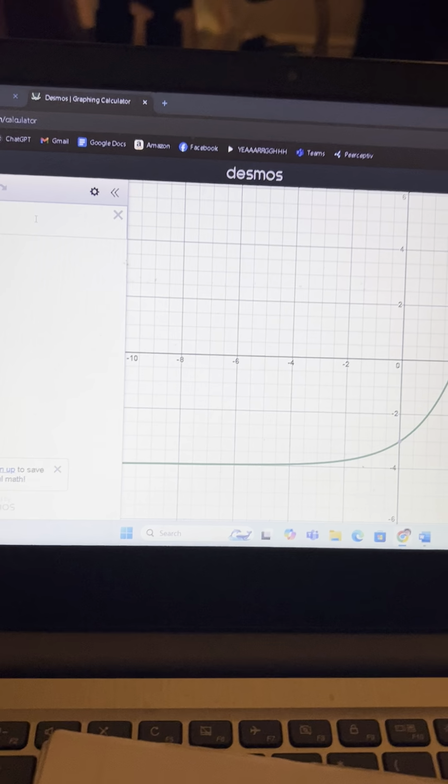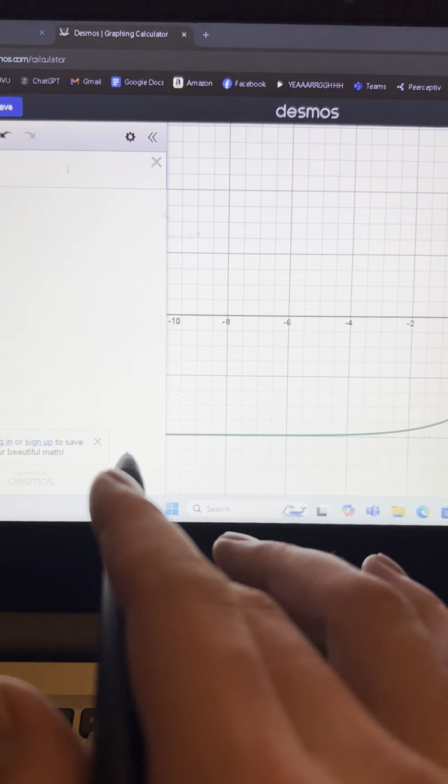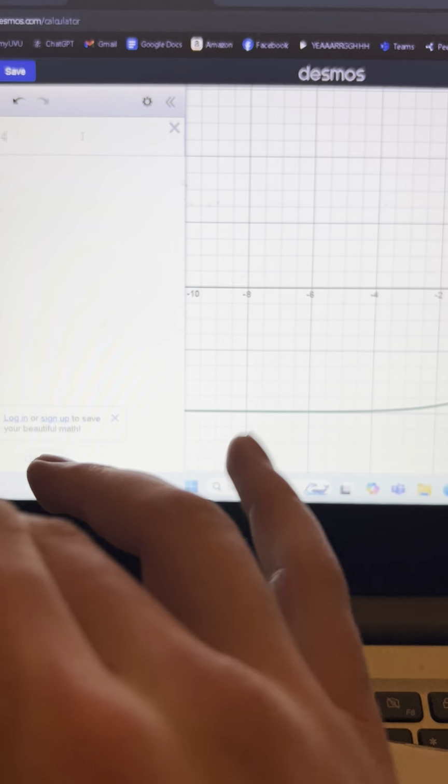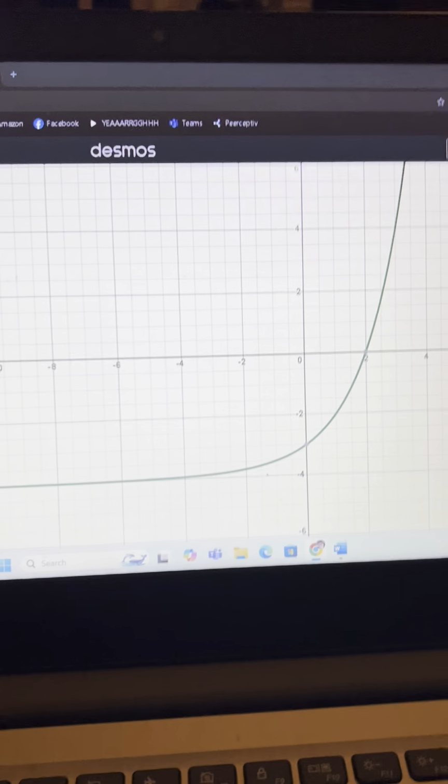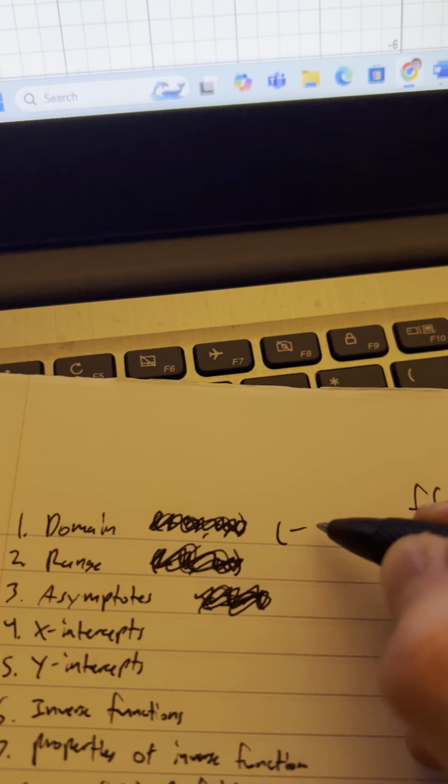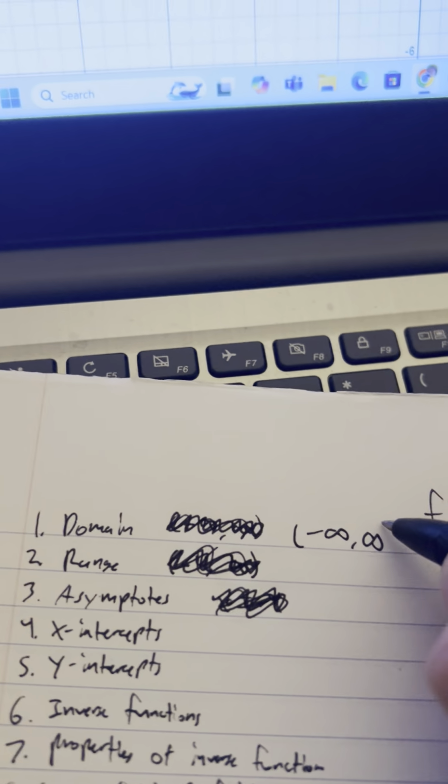So for the domain, going left to right, this line comes from infinity. It has no end, and it continues on to infinity. It comes from negative infinity and goes to positive. So the domain is going to be negative infinity, positive infinity.